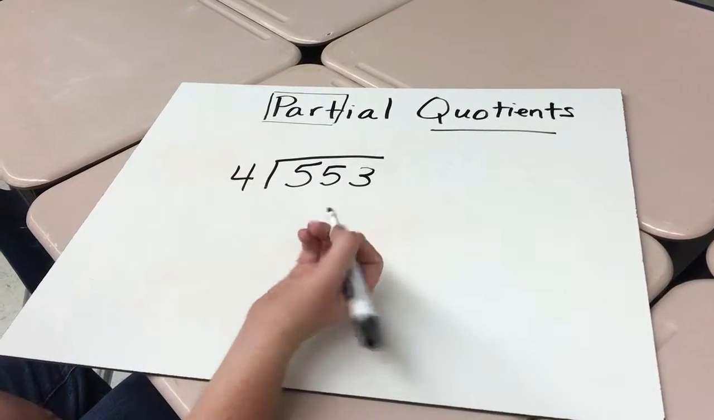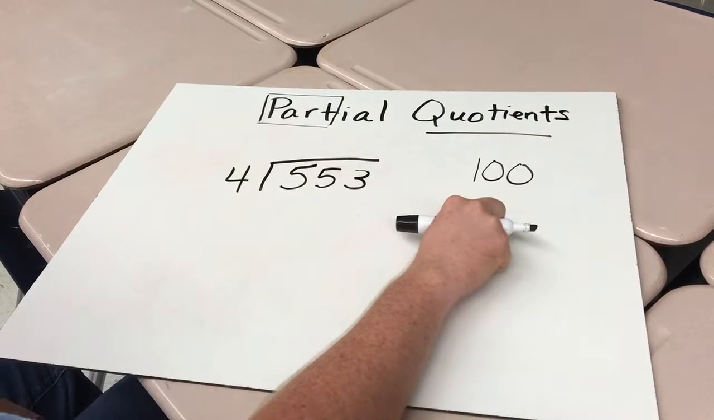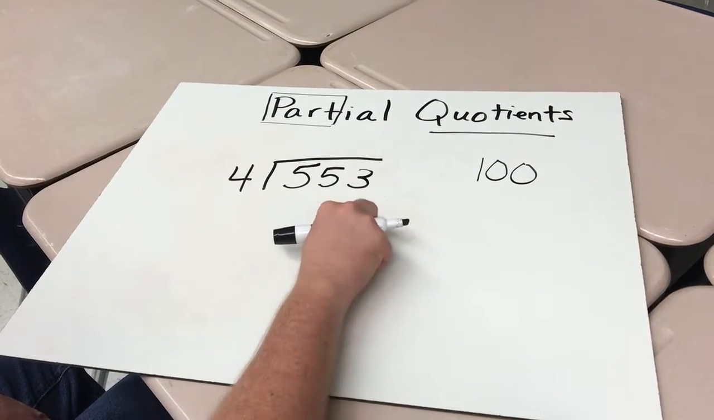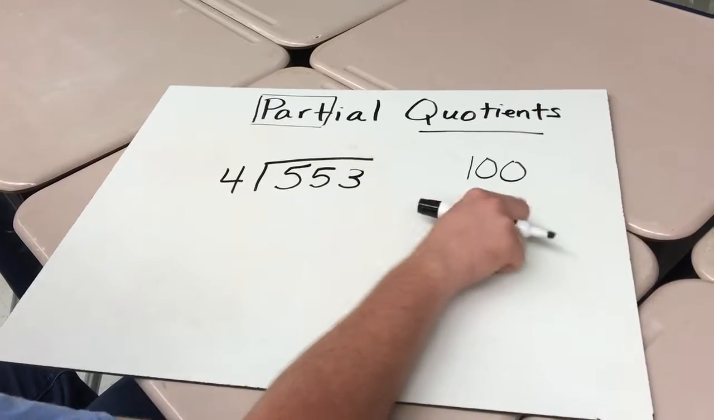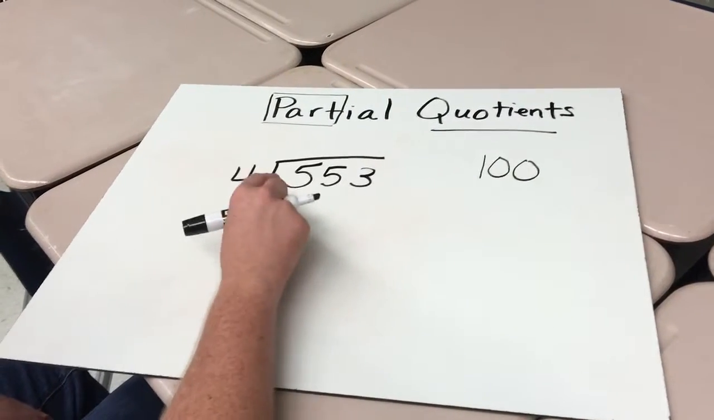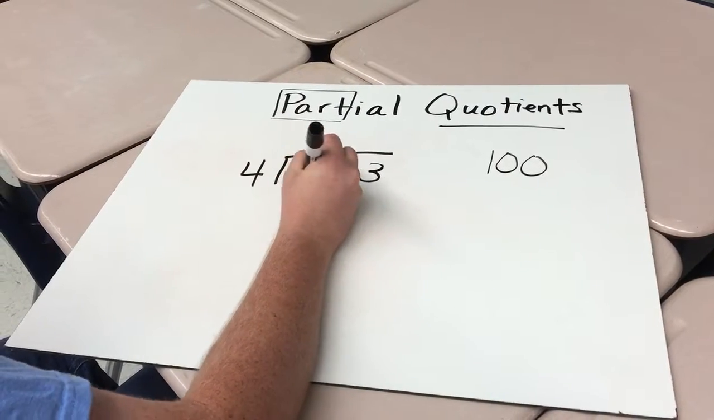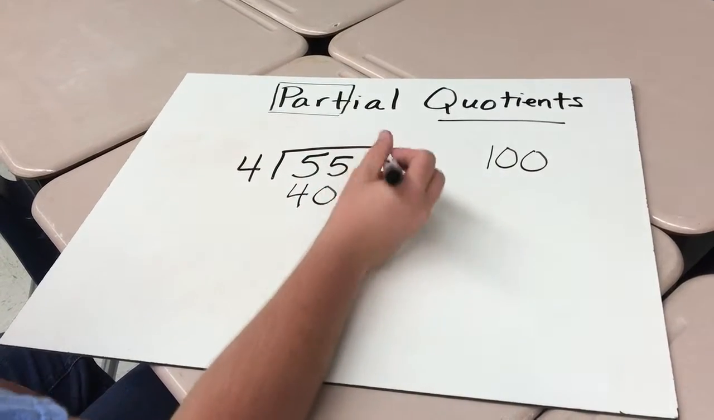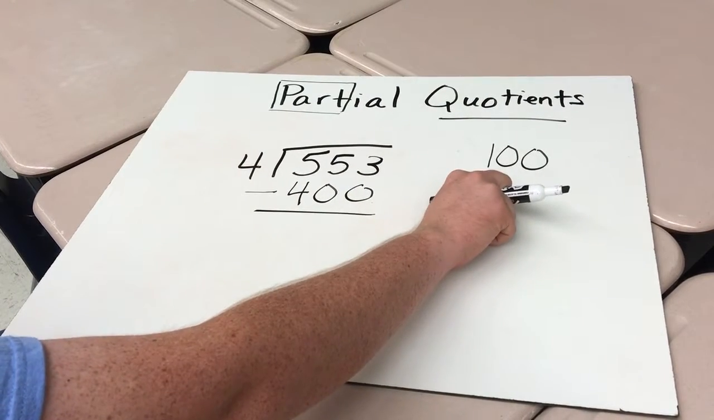So for example, I know that if I multiply 4 times 100, I would get 400. So I'm going to put 100 over here because I know that I can have 100 groups of 4 out of 553. So 4 times 100 is 400. I'm going to write it underneath my dividend. Now I'm going to subtract that because I have it represented over here.